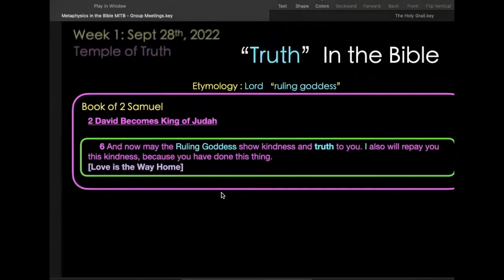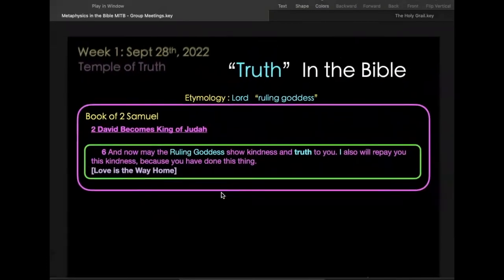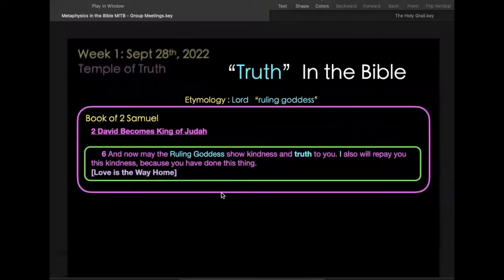Only got one more. Truth in the Bible. Book of 2 Samuel. David becomes king of Judah. "And now may the ruling goddess show kindness and truth to you." Truth of love. "I will also repay you the kindness because you have done this thing." You've planted seeds of love. Love is the way home.